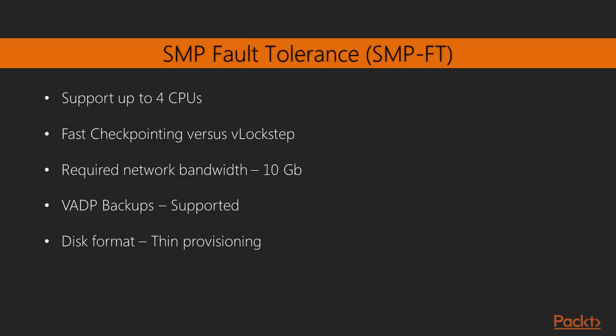Moving very quickly on to SMP fault tolerance, the biggest aspect in version 6.5 was that there was some enhanced DRS integration, but even in version 6.0, support for 4 CPUs and 64 gigabytes of RAM per FT VM. A new technology called fast checkpointing is used.